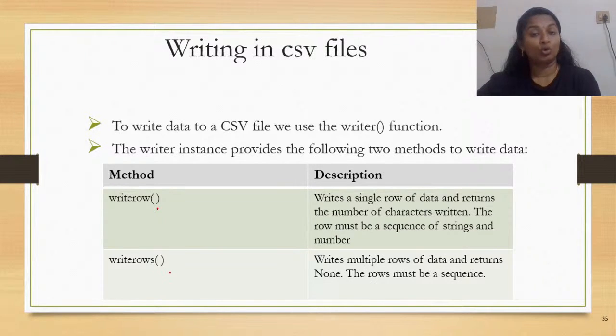Now writerows is the plural format. In that case, it is not a single row, but you have a provision for writing multiple rows, that means more than one row. So it will help you to write multiple rows of data, and here it doesn't return anything. Since it is not returning anything, the value it returns is the special literal None. Here the rows must be a sequence. So these are the two methods used by the writer object.